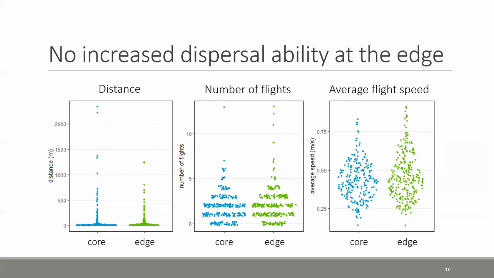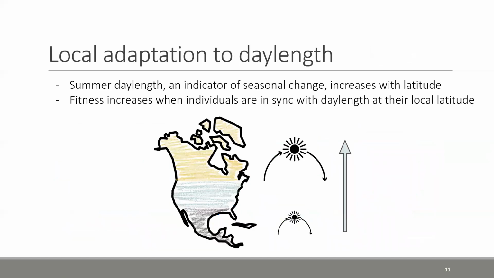One main assumption of that theory, that increased dispersal ability at the edge, is that individuals are expanding across homogeneous environments. But as I've already mentioned, we know that's really not the case for many real-world range expansions. So summer day length is one of those non-homogeneous environmental factors, and it's often used by species to time critical life events.